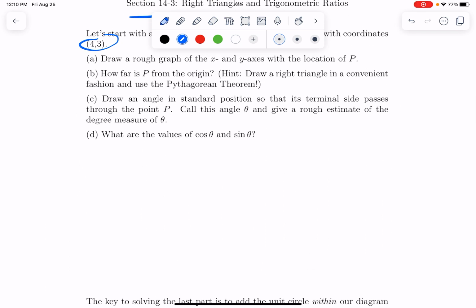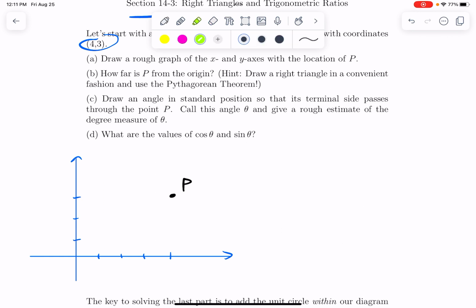So I will draw my picture. Here's my x-axis. Here's my y-axis. 1, 2, 3, 4, 1, 2, 3, and P is somewhere around here. Now, if I want to know how far P is from the origin, the clever thing that I can do is draw a right triangle. I can go straight down here, over like so. And I basically want to know how far that side is. If I travel along this hypotenuse, I am finding the distance between the point P and the origin.